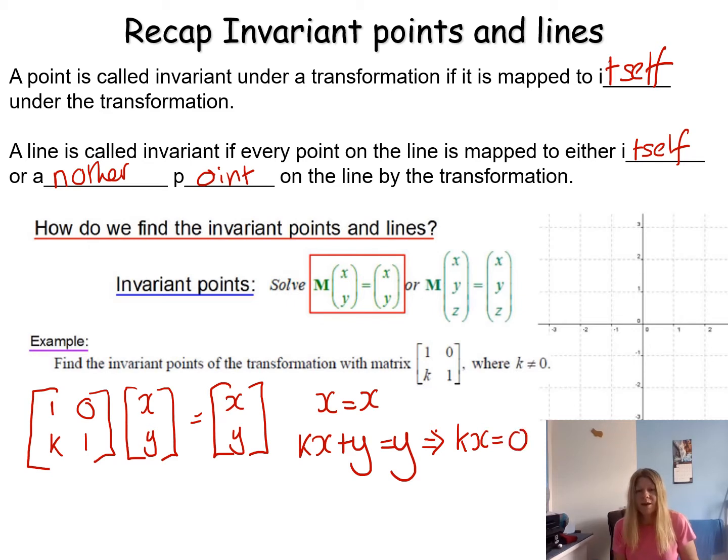Now remember, we said here, k does not equal 0. That means that x must be 0. So it implies that x is 0, as k cannot be 0. So invariant points here are when x is 0. y can be whatever it likes, but x must be 0. So we'll write that there, invariant points.